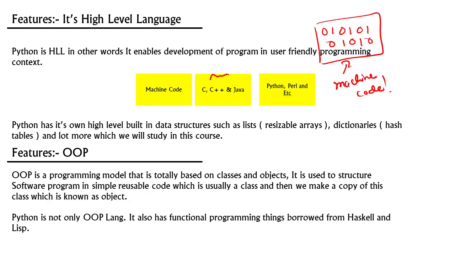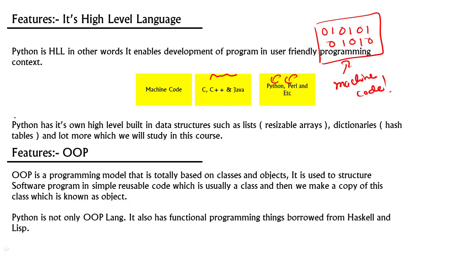So we have C and C++ developed after the machine code, and then for more high level programming languages we have got Python, Perl, and a lot more. These are still high level programming languages. These are more high level programming languages.